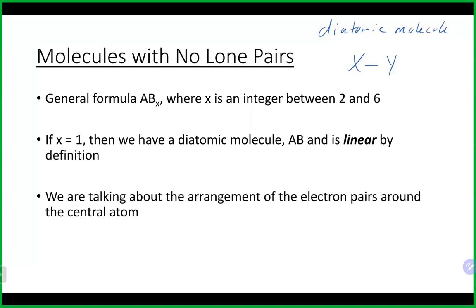There's just two things. And that would give you a geometry of linear. So it is like a no-brainer. If you have a diatomic molecule and you're asked what the geometry of it is, just lay up linear. It's going to be the right answer.